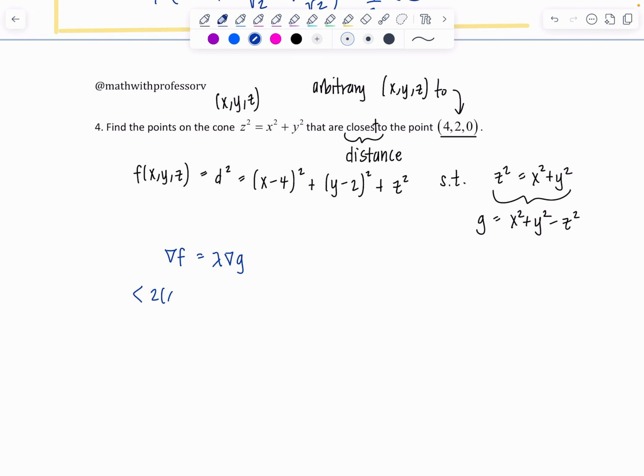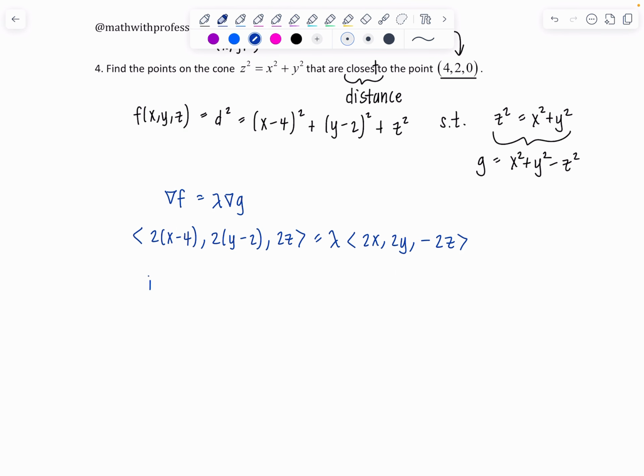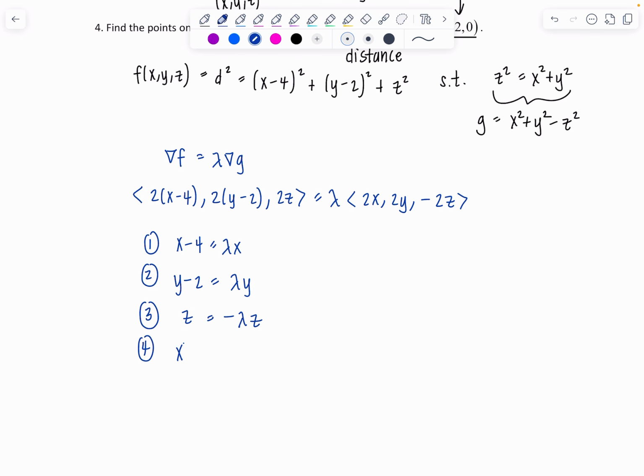So we'll have 2 times x minus 4, 2 times y minus 2, and 2z equals lambda times 2x, 2y, negative 2z. We have 4 unknowns, so 4 equations. Equation 1, x minus 4 equals lambda x. Equation 2, y minus 2 equals lambda y. Equation 3, z equals negative lambda z. I'm getting rid of the 2's already, people. Equation 4, the constraint equation, x squared plus y squared equals z squared.